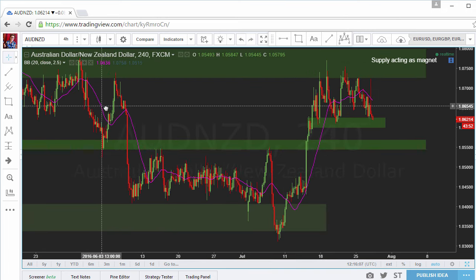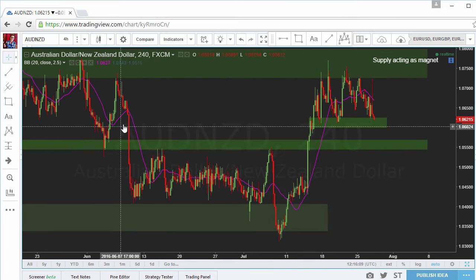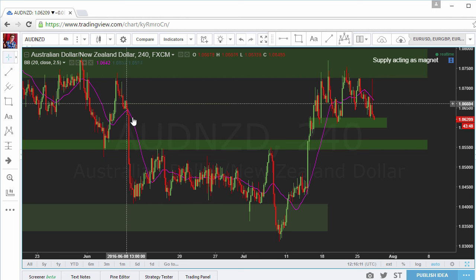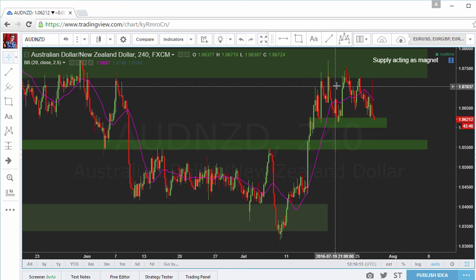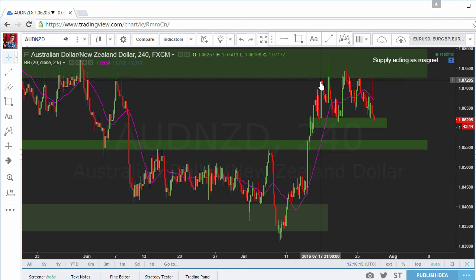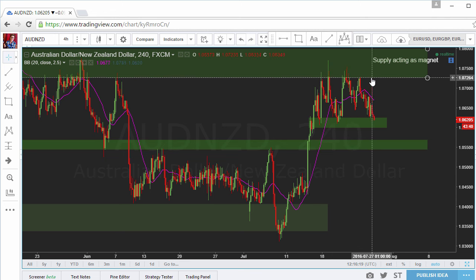Here as well, it has been very strong supply, and after price moved into this area, it sold off very strongly. And this is what we are seeing now. Again, we saw 1, 2, 3, 4, and here almost the fifth attempt to move into this area and pick up short trades.